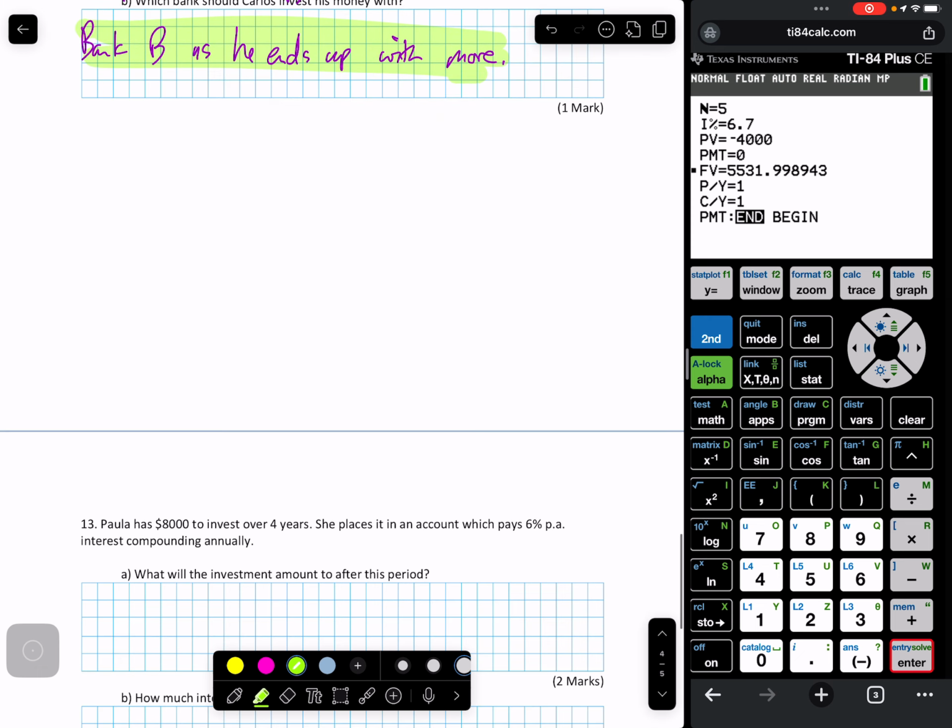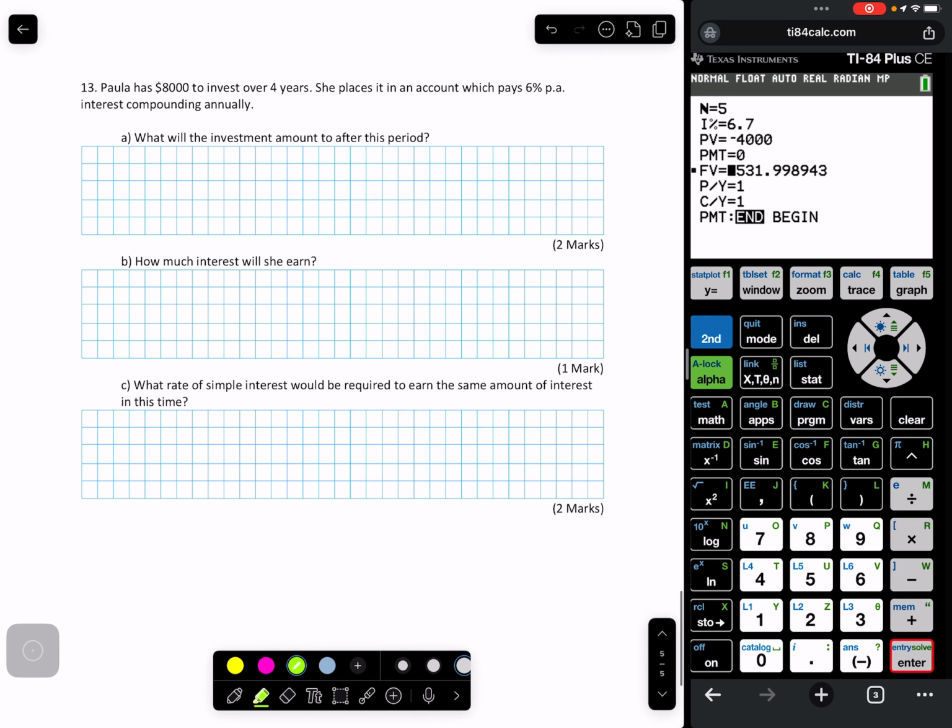How many more do we have? That's it. One more page.